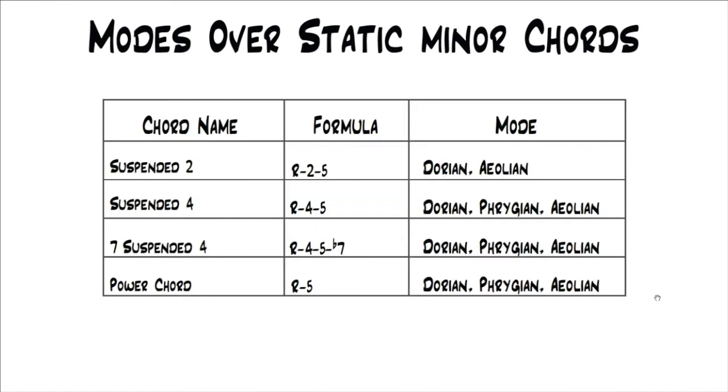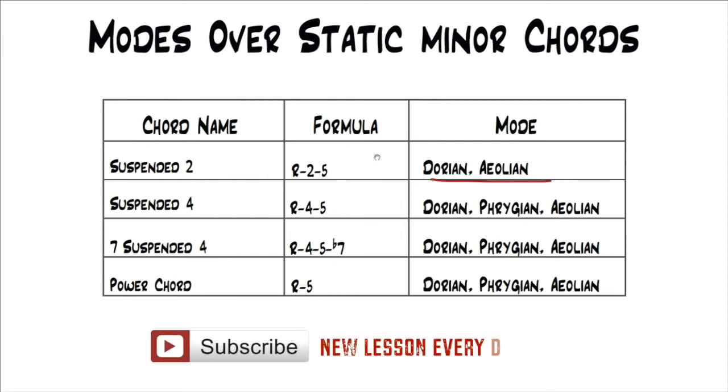And then the other types of chords with the suspendeds and the power chord, you can still use minor modes over these chords as well as major modes like I showed you in the last lesson. So for suspended second, you could use either Dorian or Aeolian. You can't use Phrygian because Phrygian has that flat 2, so that wouldn't work along with this major second. But again, be careful about using the thirds from these modes when you're over a suspended chord because that takes away the sound of the suspended chord.